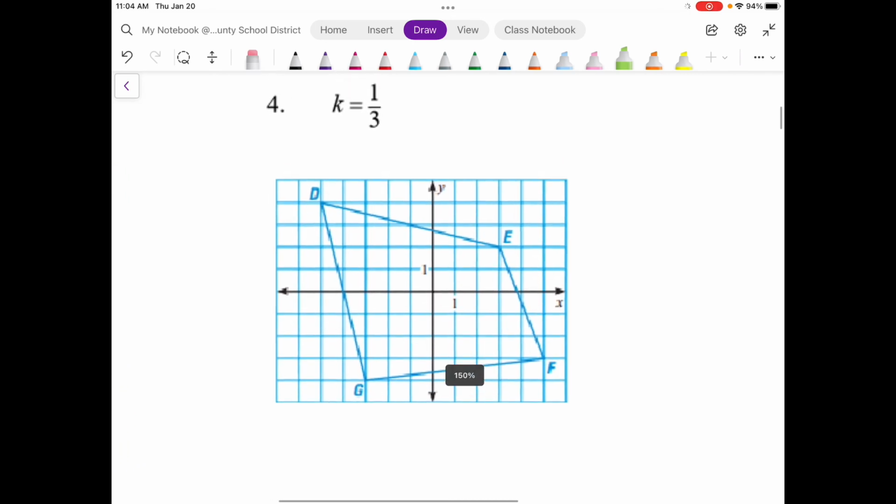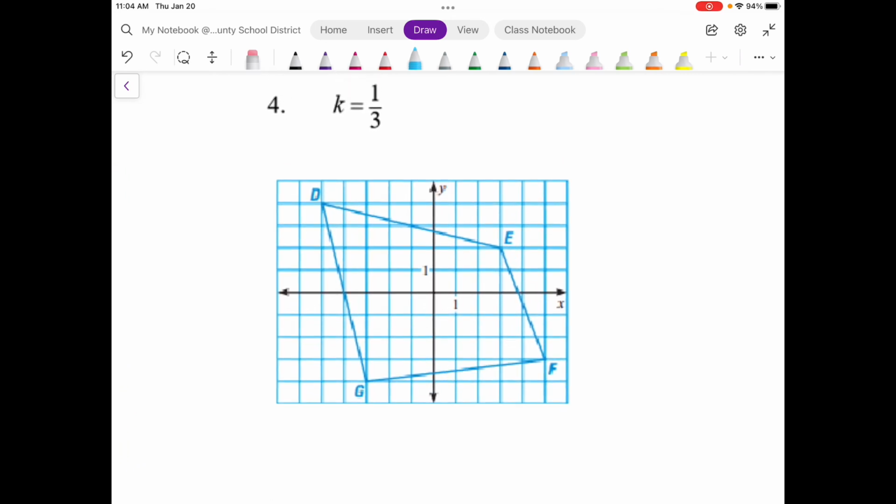Okay, and last example here. This time we have a scale factor of 1/3. So this tells me my picture is going to get smaller. That's a reduction. Okay, so before I even do any math, this is my hint. It needs to be getting smaller.